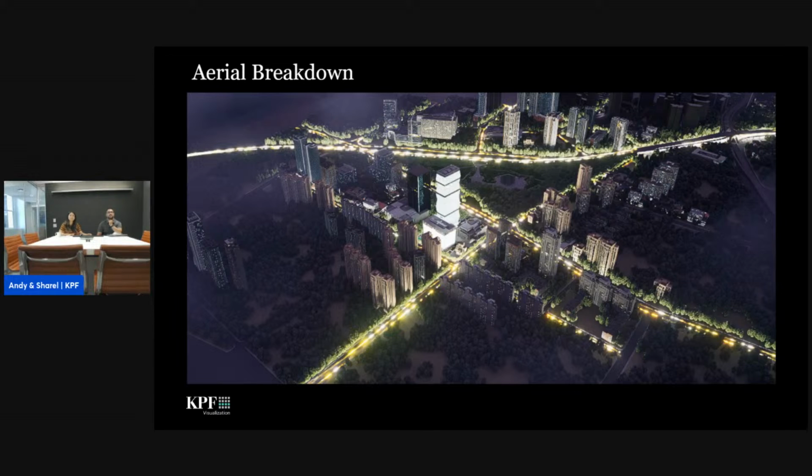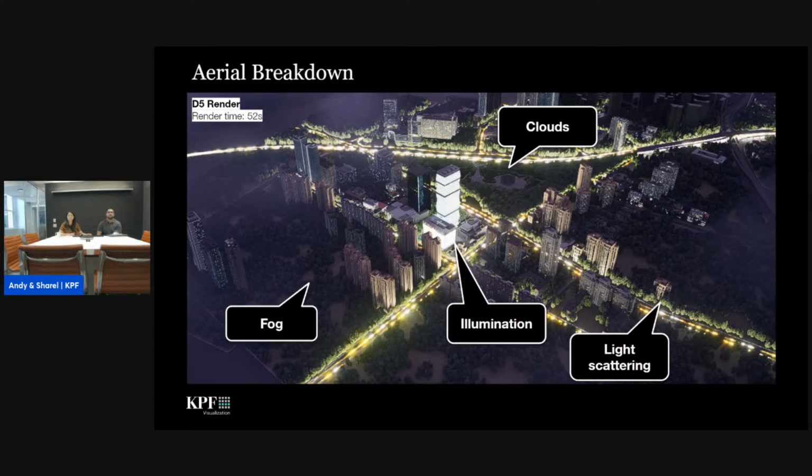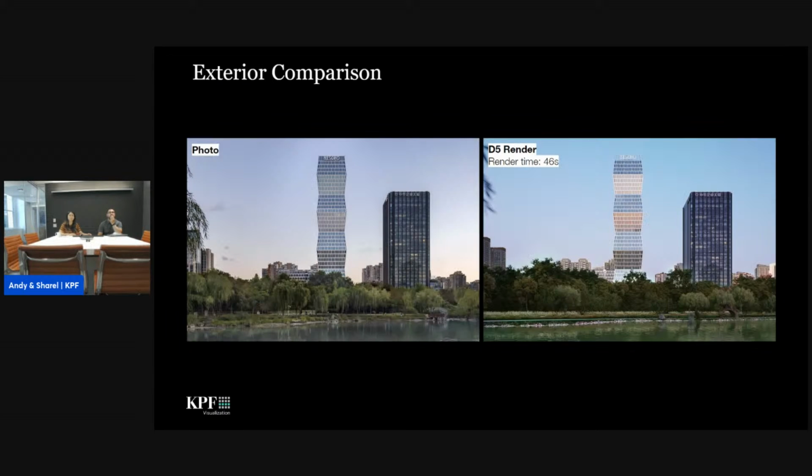Here's an aerial breakdown that we prepared for you. So something that was very beneficial was the fact that we were able to have all of these various effects in real time and render out at a very quick speed. So things with fog, clouds, illumination, and light scattering, typically those are very compute intensive. It's highly appreciative when these kinds of effects can come out quickly. So here's also a comparison of the rendering time between the photo and what we did in D5.